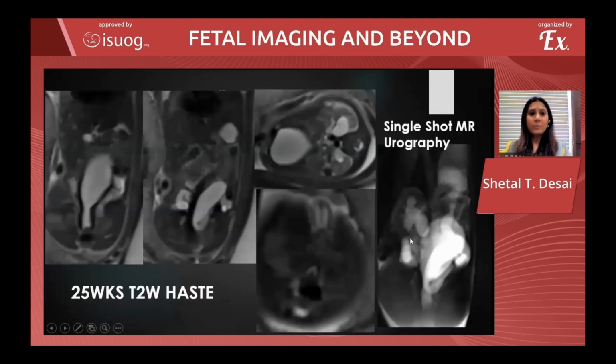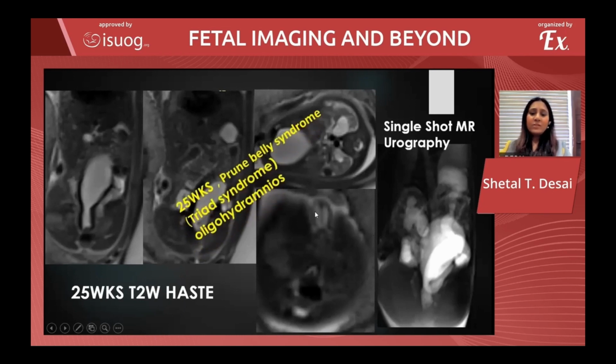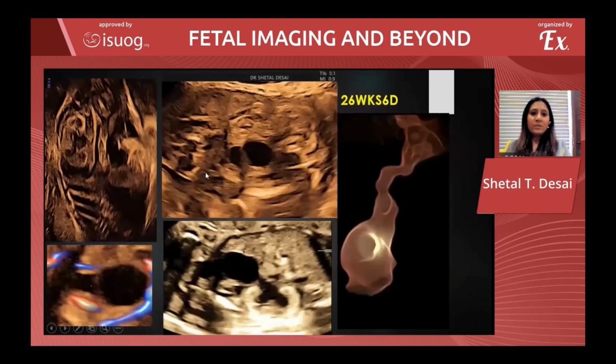prune belly syndrome. So this was a 25-week fetus with a dilated bladder and a dilated posterior urethra with an abnormal opening of the ureter in the bladder neck, as seen on single-shot urography. The anterior abdominal wall is appearing lax with undescended testes in the scrotum, and this tells me that this is a prune belly syndrome. And in absence of these two findings, it would be a posterior urethral valve.